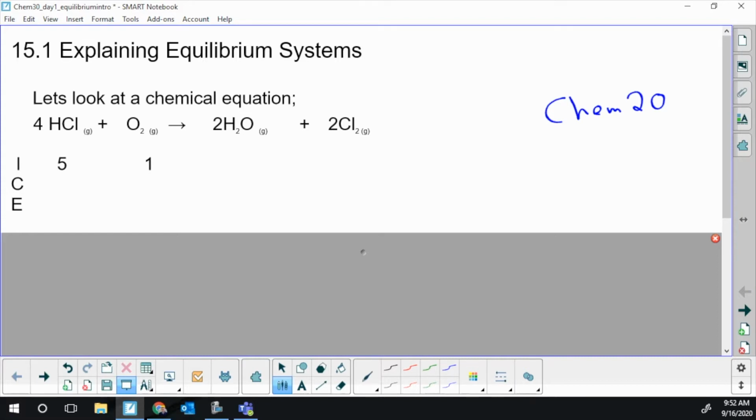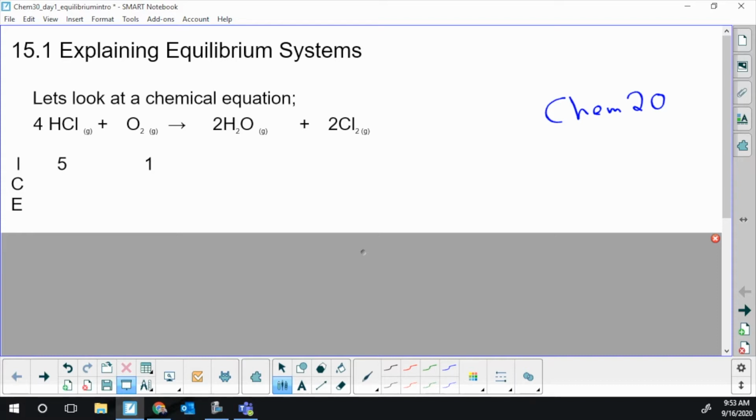So in this example, the recipe says you need 4 units of HCl for every 1 unit of oxygen, and you get 2 units of water and 2 units of chlorine gas. And we happen to be starting with 5 units of HCl, hydrogen chloride gas, and just 1 unit of oxygen gas. So the first thing you'd have to do last year is figure out what's going to run out first, what's going to limit the reaction.